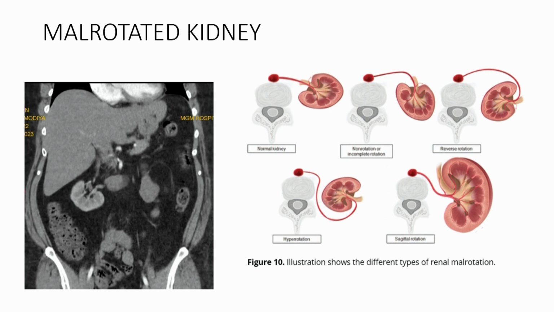Malrotated kidney: here in the coronal image, normally the pelvis of the kidney should be facing medially. Here the pelvis is facing slightly anteriorly. Types of malrotated kidneys can be non-rotation or incomplete rotation, wherein the pelvis is facing anteriorly or slightly between the anterior and medial direction. In reverse rotation, the pelvis can be seen facing laterally, and in hyperrotation, there is extreme lateral rotation of the kidneys.